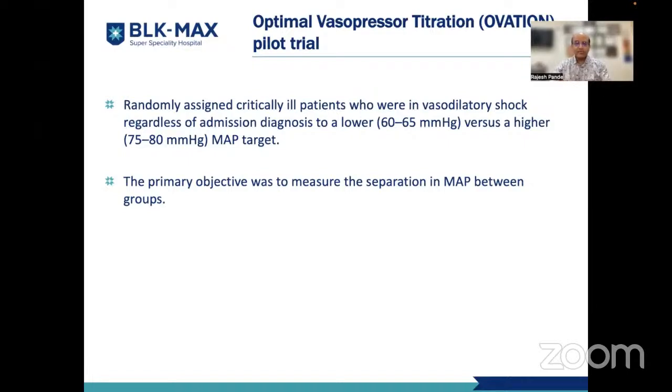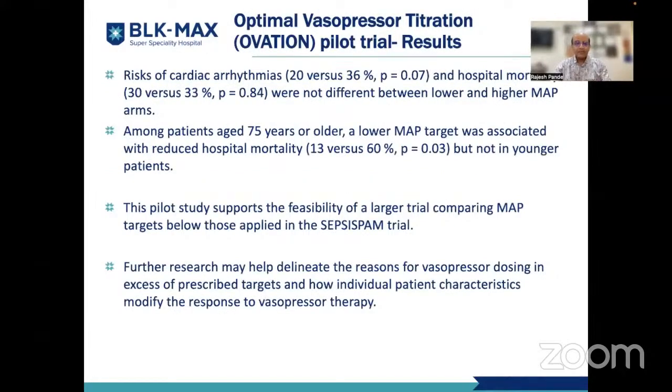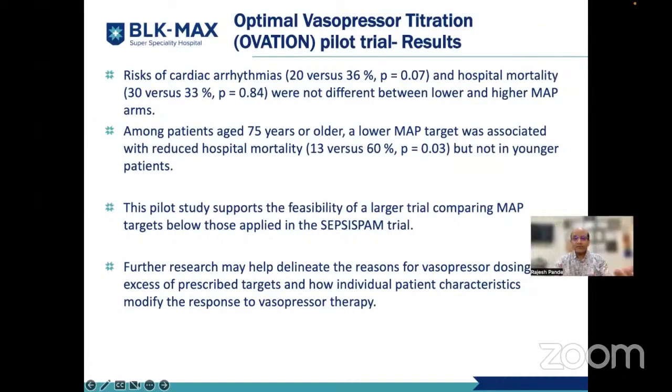Primary objective here was to measure the separation in MAP between the groups. And they also looked at risk of cardiac arrhythmias, which they found was 20 versus 36 percent. Hospital mortality was not different between the lower and the higher MAP arms. In patients aged 75 years or older, they found a lower MAP target was associated with reduced mortality, but such an observation was not found in the younger patients.